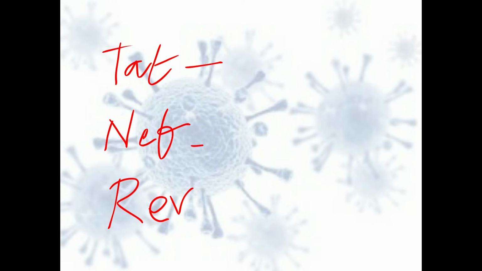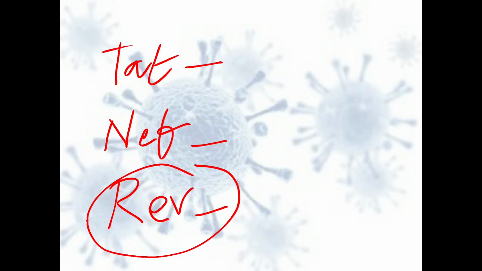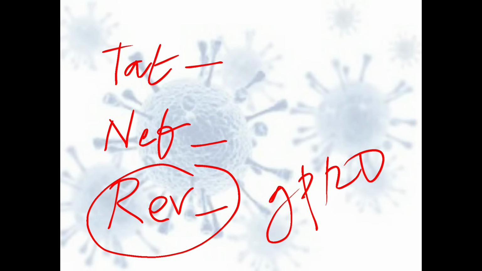Coming to NEF, there is no evident function, although it appears to downregulate class 1 molecules and protect infected cells from cytotoxic T lymphocytes. Whereas the REV protein regulates post-transcriptional activity and is essential for HIV replication. REV essentially shifts the synthesis of HIV regulatory proteins to structural proteins, for example glycoprotein 120, by inhibiting viral mRNA splicing and exporting the mRNA outside the nucleus.